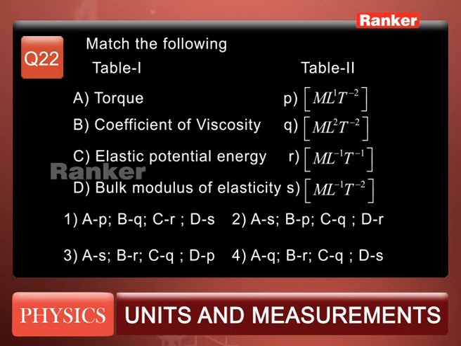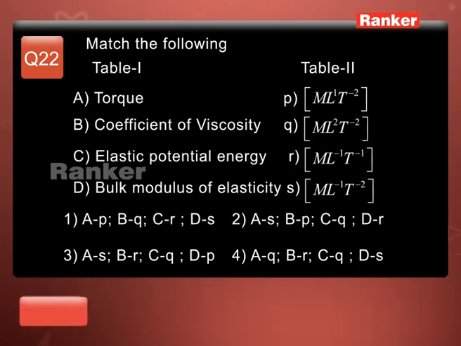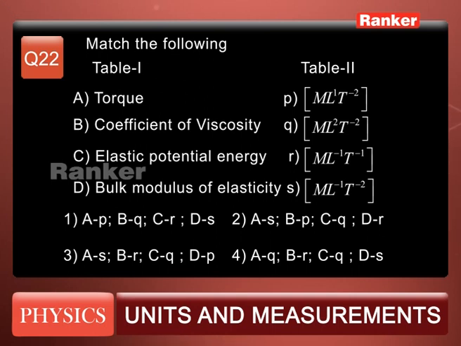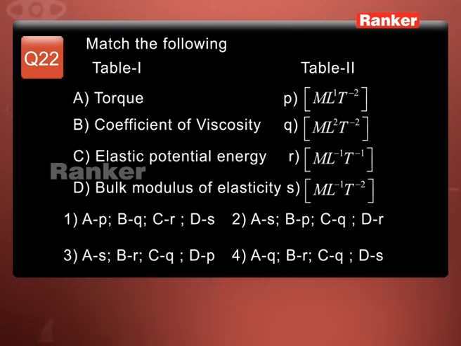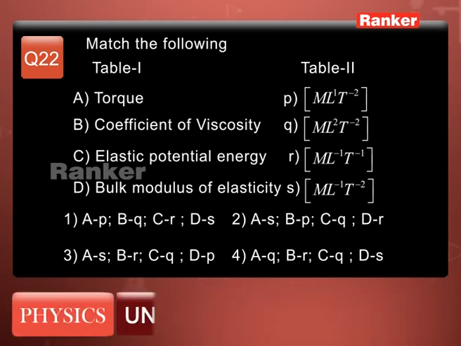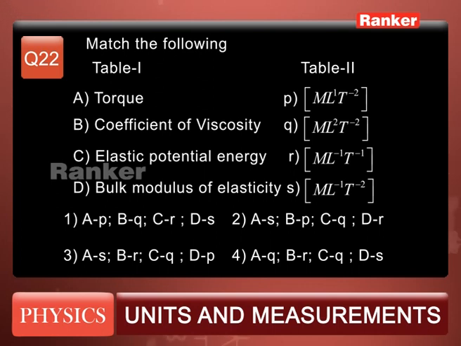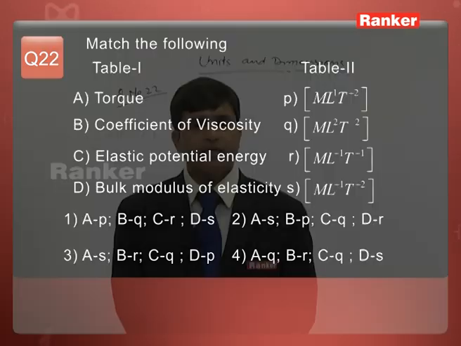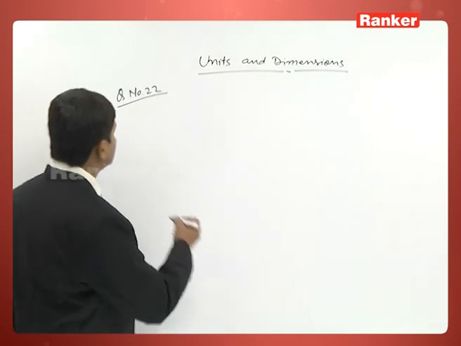So our options are: first option, A matches with B, B matches with Q, C matches with R, D matches with S. Our second option is A matches with S, B with P, C with Q, D with R, and the third option here, A with S, B with R, C with Q, D with P, and the fourth option here, A with Q, B with R, C with Q, D with S. Now we have to select the correct option. Let's see how to solve.